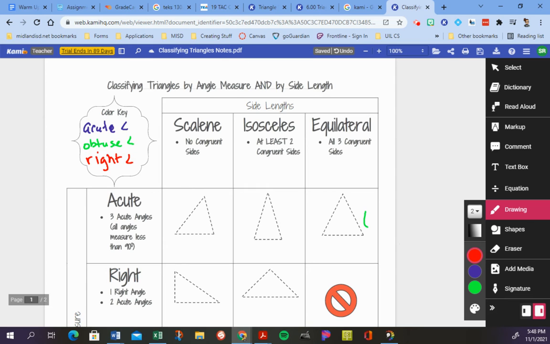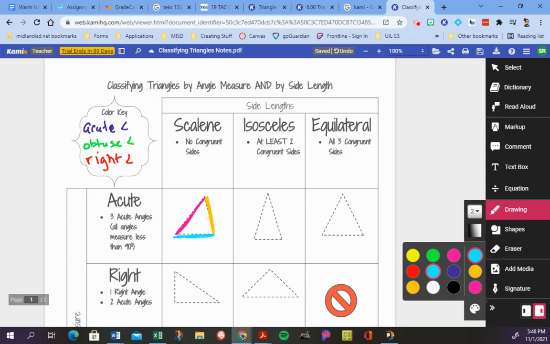I'm going to use different colors for scalene, isosceles, and equilateral. Okay, so let's go on. Scalene means no sides are congruent. So that means I'm going to have one side right here, that's one color. I'm going to have one side over here, that's another color. And then I'm going to have one side on bottom, that's another color, because they're all different colors. They're all different sizes. None of them are the same.